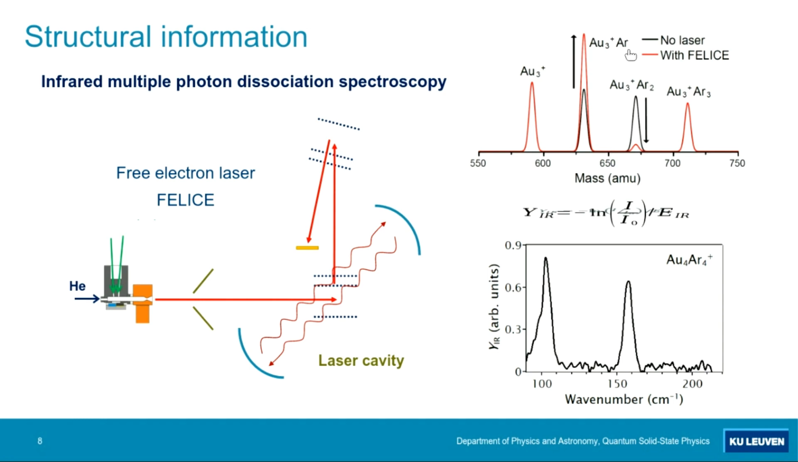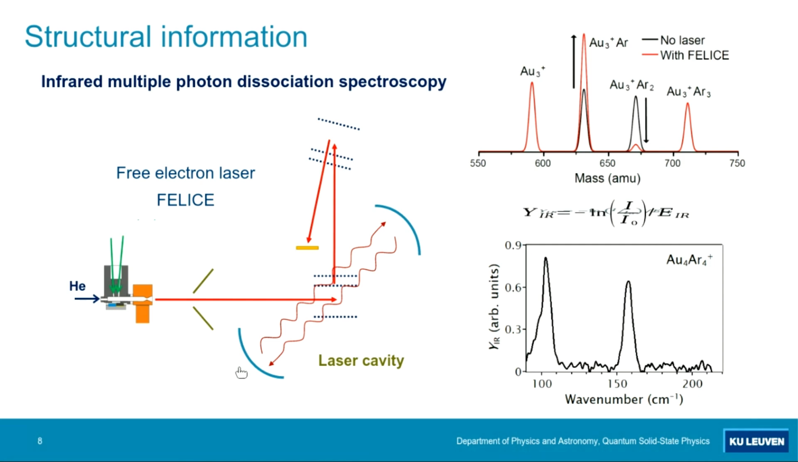Only one specific system will absorb light. We will see that as a decrease in the mass spectrum. That area actually goes into the fragmentation channel, and by that we can construct, as a function of the energy of the laser, an infrared spectrum, like what we have here at the bottom. So this particular cluster, gold 4 with 4 argon atoms, has 2 very pronounced vibrational modes. This is how we construct these infrared spectra experimentally.